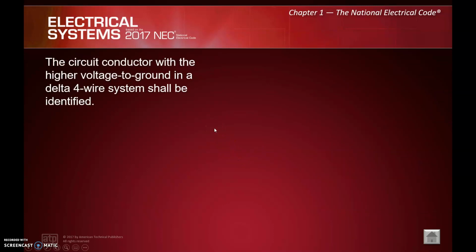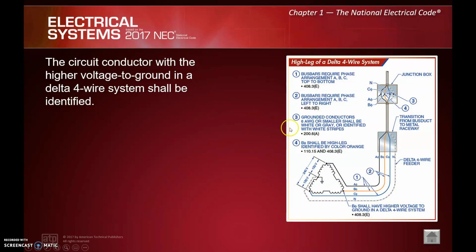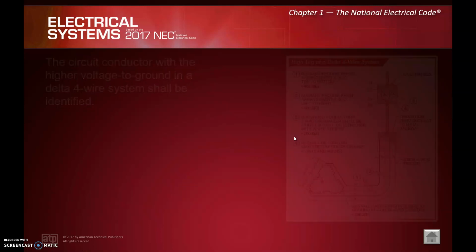They're going to give us some different circuit conductor identification rules here. I'm not going to spend a ton of time on this, but a couple key ones to remember, right, is we're going to refer to bus bars as A, B, and C top to bottom, A, B, and C left to right. Grounded conductors 6 AWG or smaller shall be white or gray or identified with white stripes. And then another important one where they get specific is the B phase on the high leg shall be identified by the color orange. All right. And we all know the rules for grounding conductors as far as being green, but that's about as specific as they get.